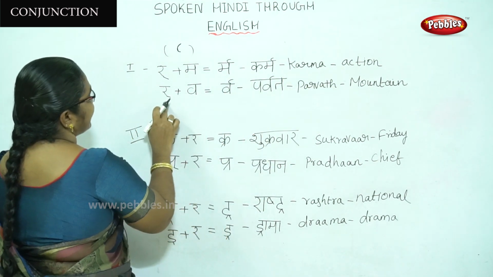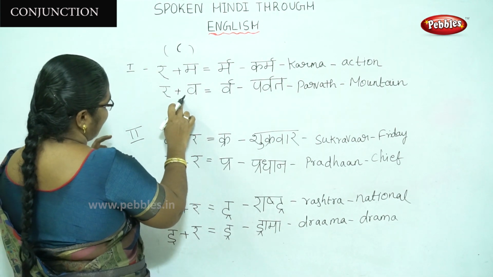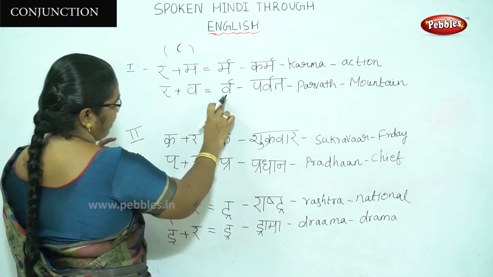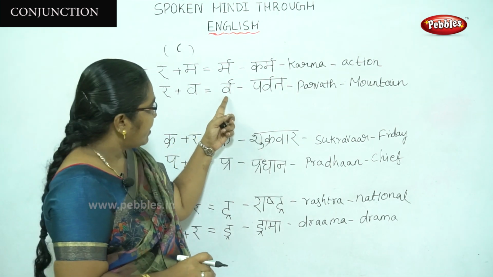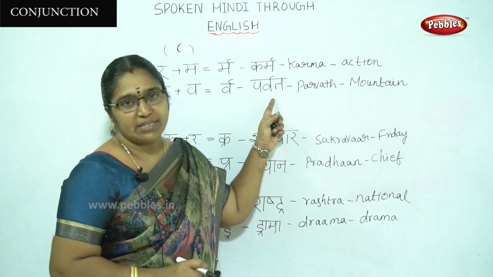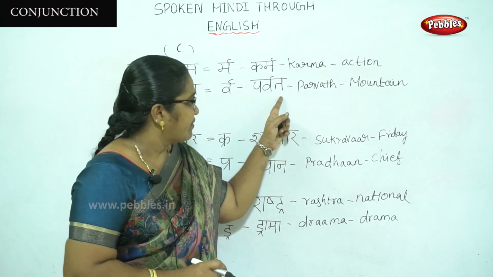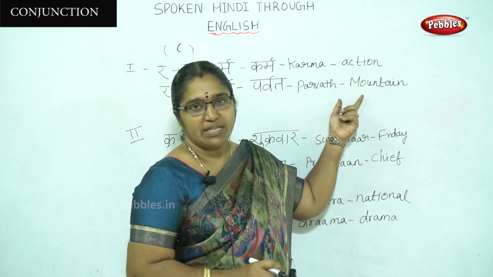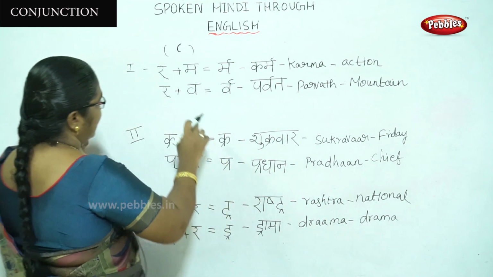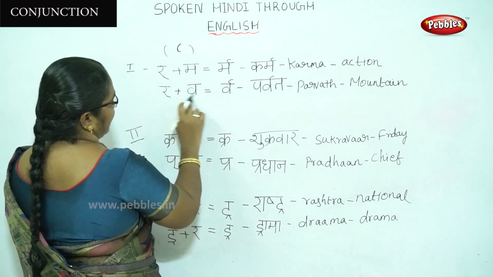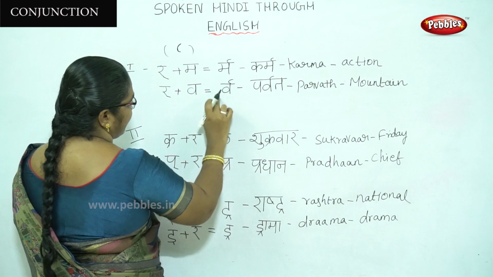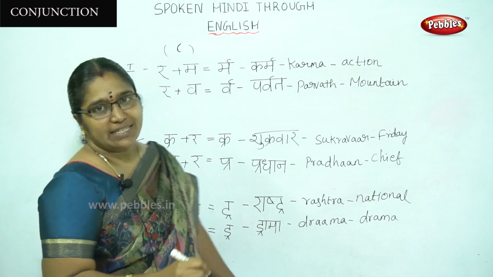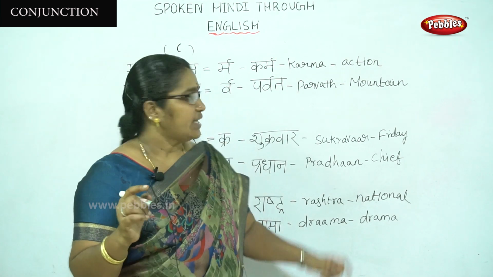Okay, see the next one, ir. Ir plus va gives irva. The word is parvad. The meaning is mountain. The word becomes, see, ir plus va. The va becomes irva, which means there is a small curve above the letter.